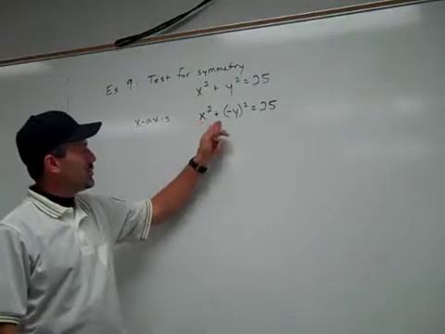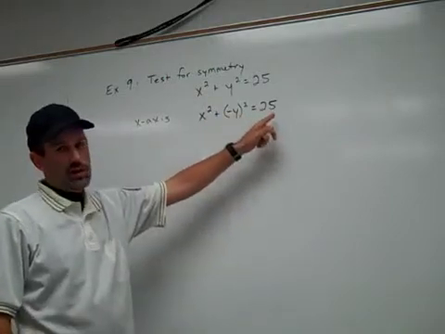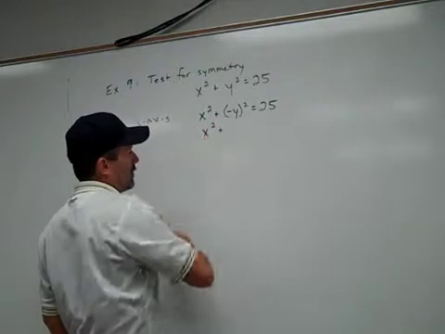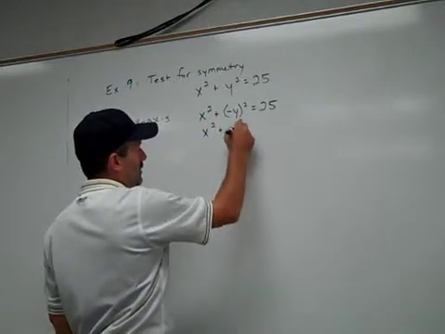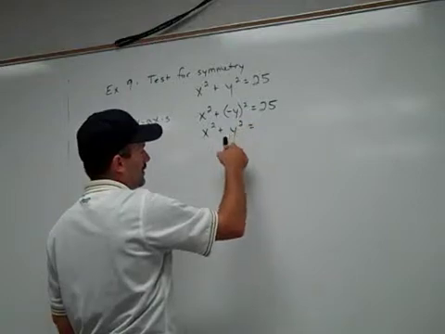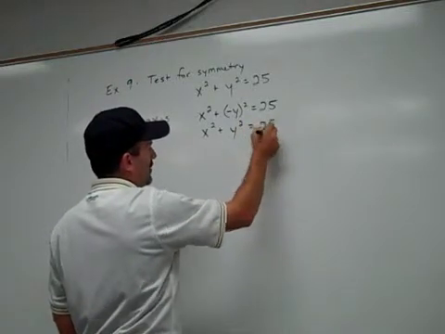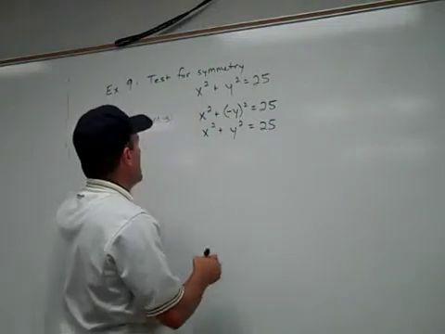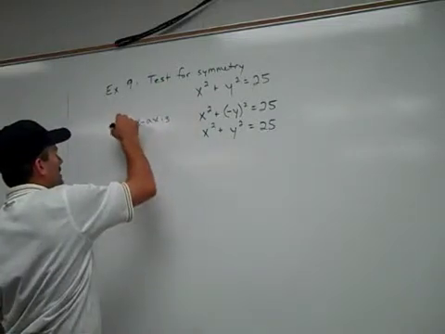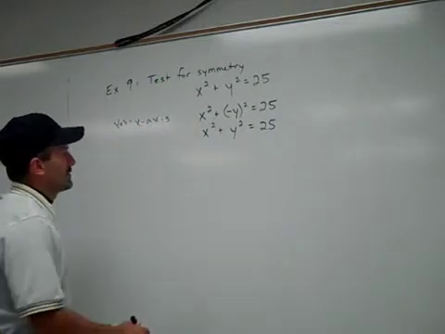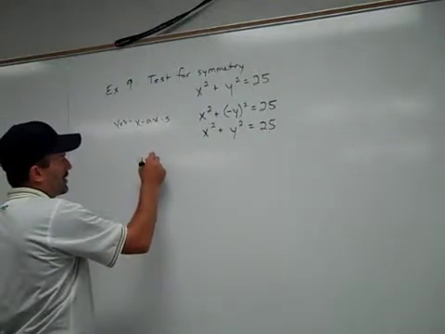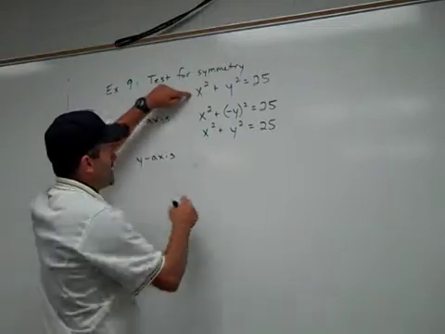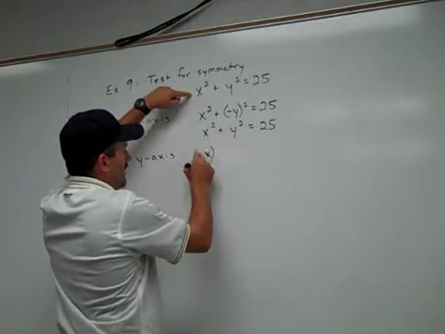So now we have x squared plus negative y squared equals 25. Well, negative y squared, negative y times negative y, 2 negatives, you get a positive y squared, and notice that this equation is equivalent to this equation. So yes, there is symmetry with respect to the x-axis. After that, we can test for symmetry with respect to the y-axis by replacing the x value with a negative x.